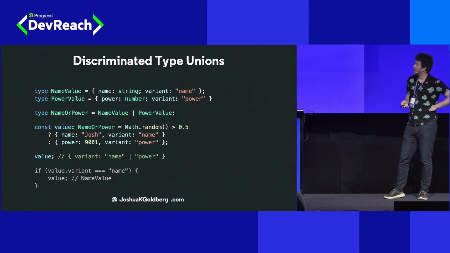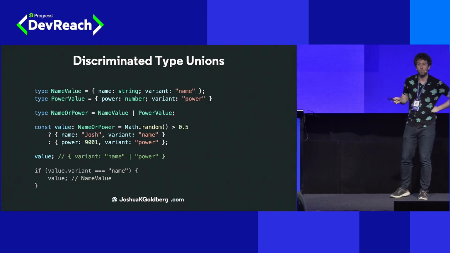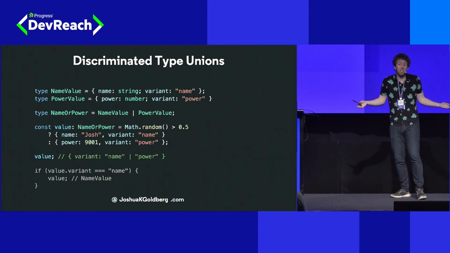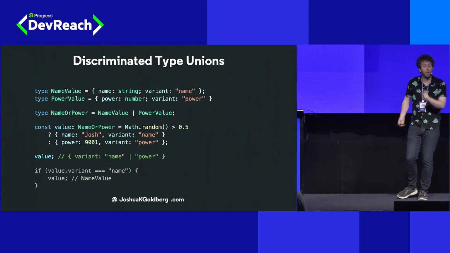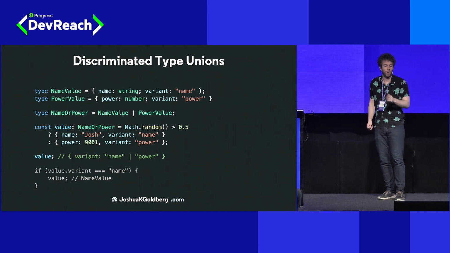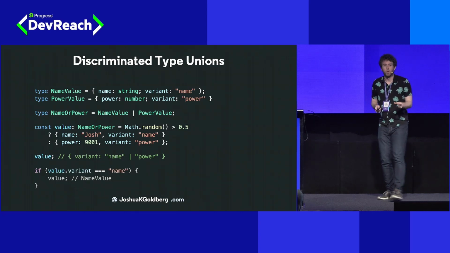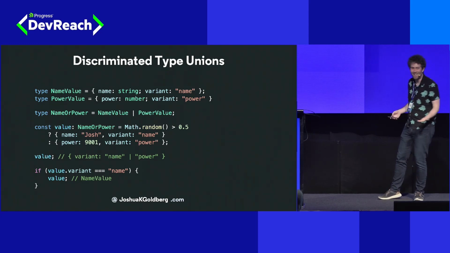And then when I ask TypeScript what type is value, TypeScript will tell me it's an object that has only one property known, which is either name or power. Which actually kind of makes sense. We don't know if it has name or power as the extra properties, but we do know either way it has the variant property, which is either name or power. So that's object typing. And if we narrow, if we say inside this if block, variant must be name, then TypeScript knows it can be narrowed to name value. How freaking cool is that?